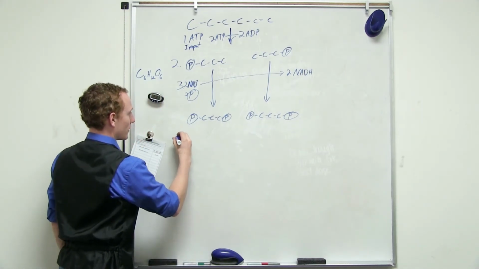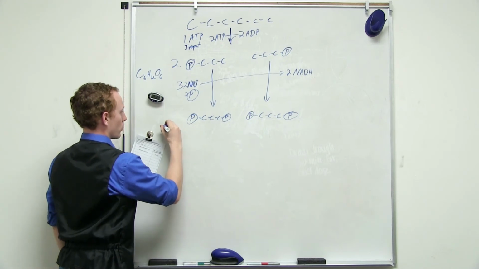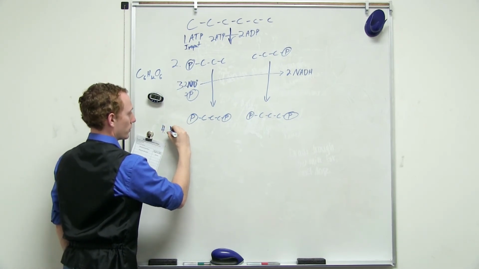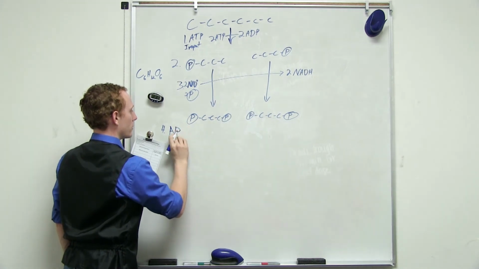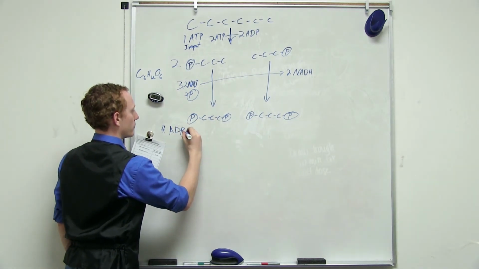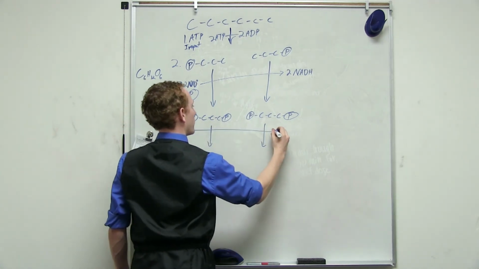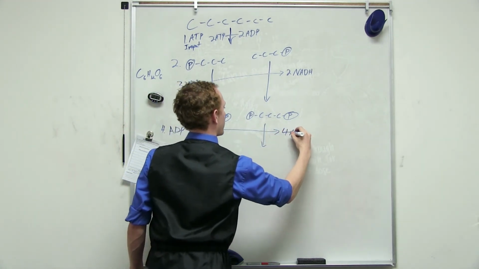So real quick, step 4 is ATP production. I'm going to write it out and then I'll explain it a little bit better. So 4 ADP come, and you get 4 ATP.